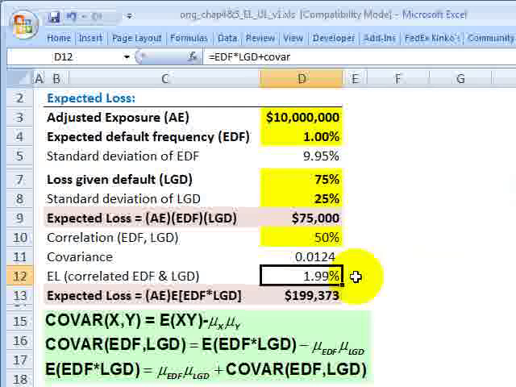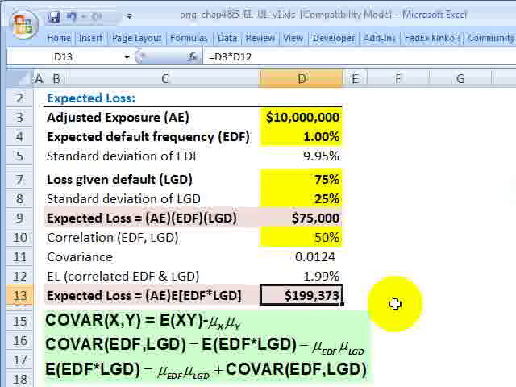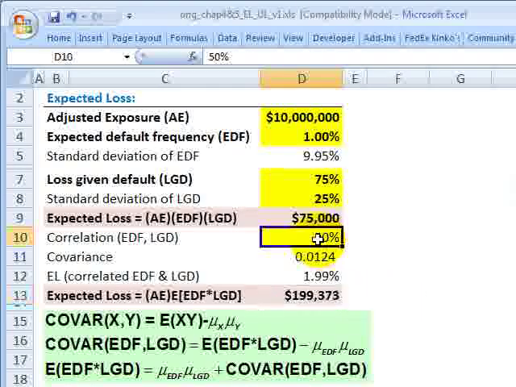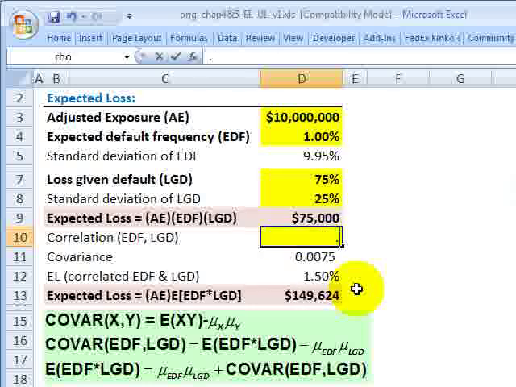And I get 1.99%, which if I multiply by my exposure ends up being almost 200,000. And you can see here we can compare in pink the expected loss without correlation to the expected loss, which is more than twice as high with the correlation. And just as a test, I might reduce this correlation to zero, and in fact they're the same. And as I add correlation, my expected loss is going up higher and higher.